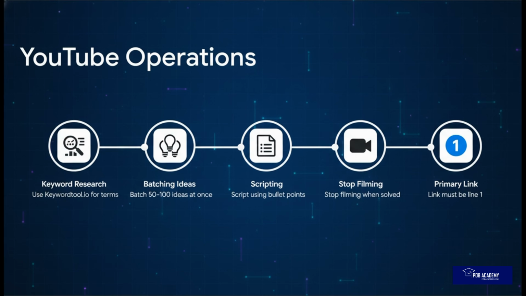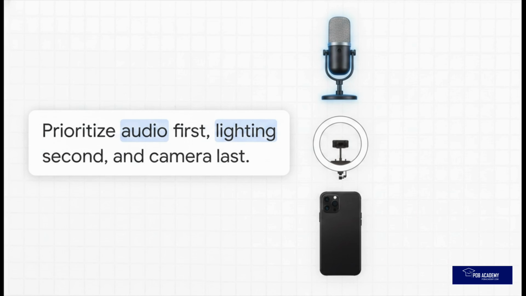First, use free tools like keywordtool.io to find highly specific, low-competition terms, like fly fishing with a spinning rod instead of just fishing. Second, batch 50 to 100 ideas at once to save a massive amount of time. Third, script using bullet points so you sound natural, not robotic. Fourth, and this is a crazy algorithm hack, stop filming the exact second the problem is solved to keep your audience retention sky high. And finally, the absolute golden rule: your funnel link must be in line 1 of the description, no exceptions.